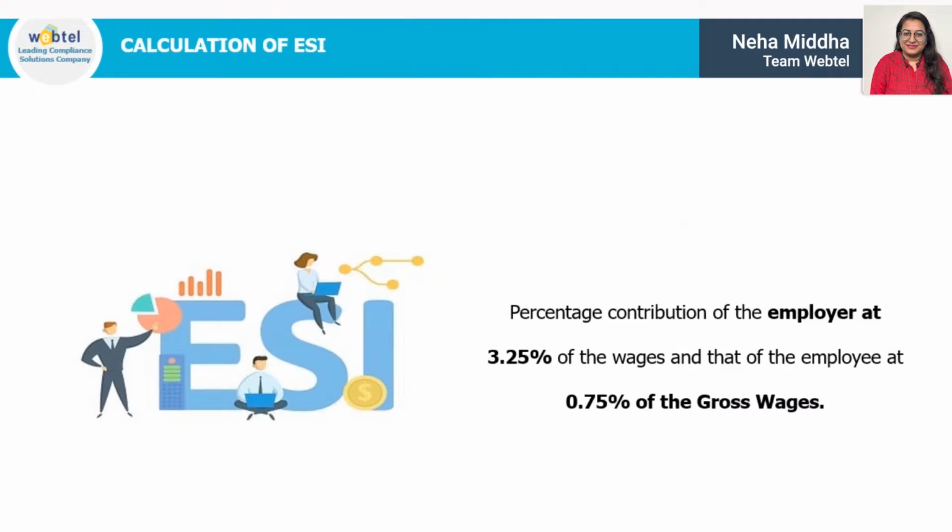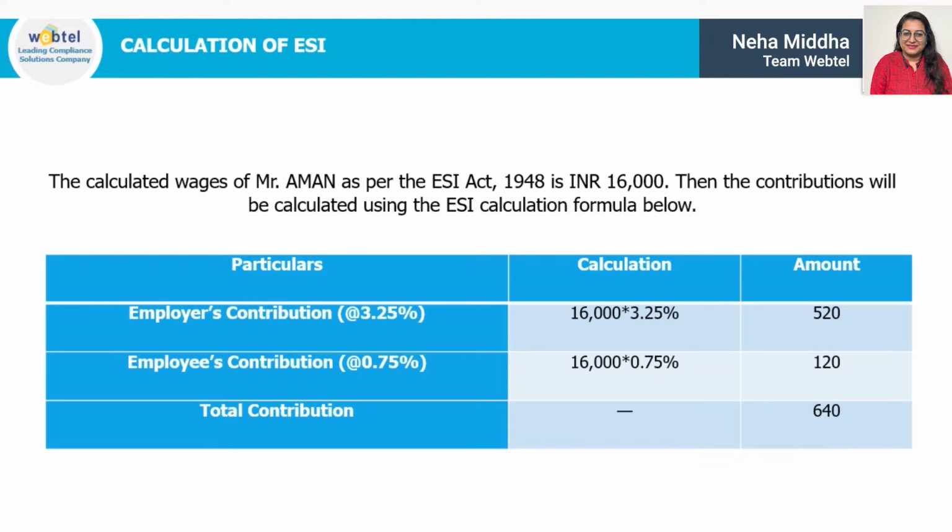So whenever the contribution is going to be calculated for Mr. Aman, here are the rates: employer contribution at 3.25% and employee contribution at 0.75%. So whenever the calculation of ESI contribution is going to be done, it should be calculated like this, on 16,000 only. Now as you can see up here, employer's contribution is at 3.25%, amount comes up to 520, and employee's contribution at 0.75%, which makes it 120 rupees.